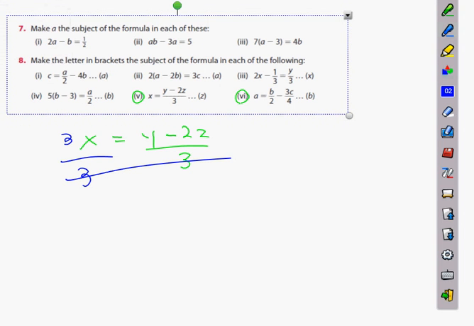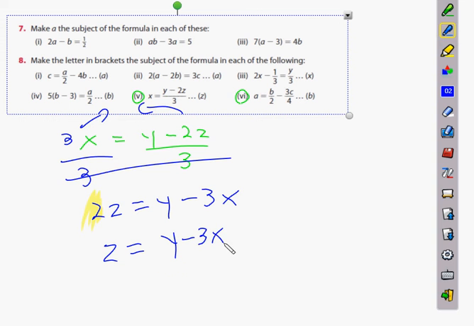What happens here, guys, is we bring the 2z over to the other side and the 3x to the right. So we get 2z equals y minus 3x. Everybody happy with that? 2z equals y minus 3x. And then this 2 here, where does that go? Z equals y minus 3x all over 2. Alright, guys. Everybody happy with that?